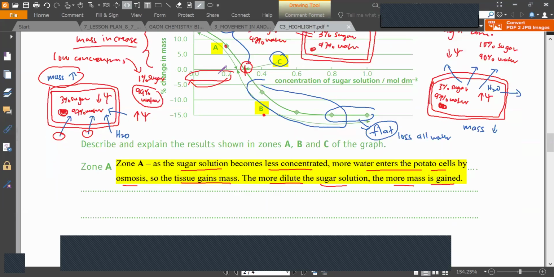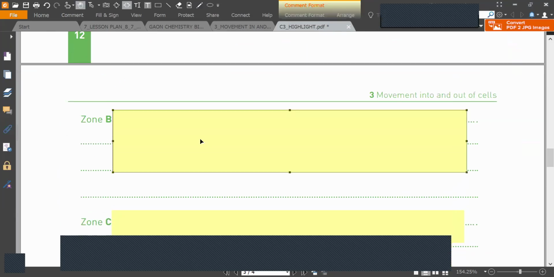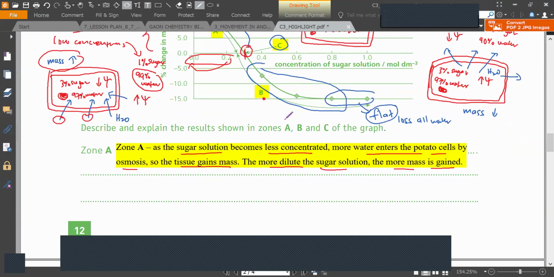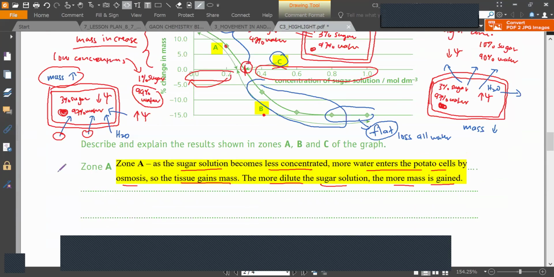Zone B is the opposite, as we mentioned just now. The sugar solution becomes more concentrated. Water leaves the potato cells by osmosis, so the tissue loses mass. The more concentrated the sugar solution, the more mass is lost. So it's losing water, going out.